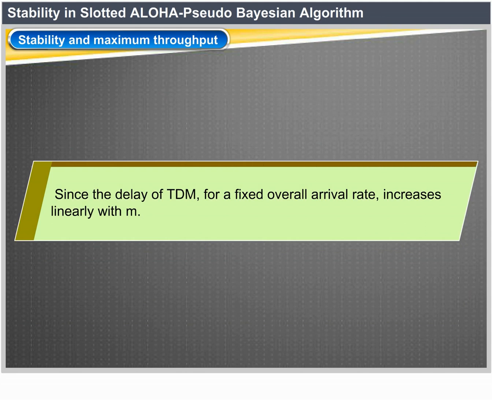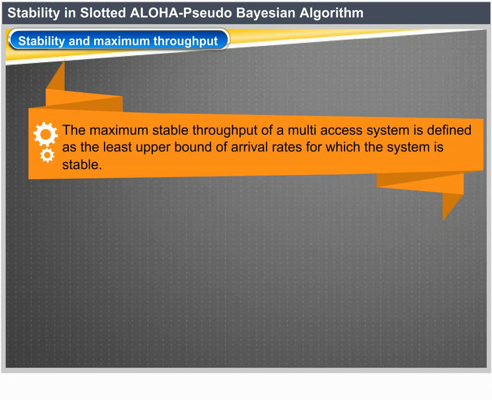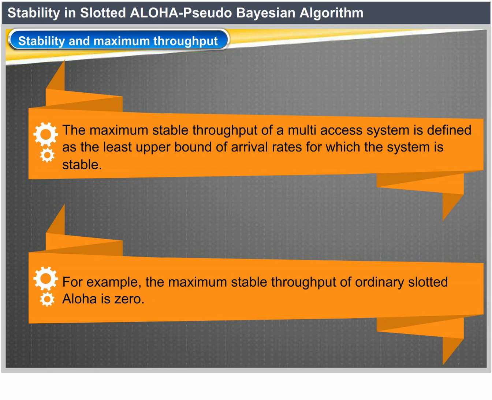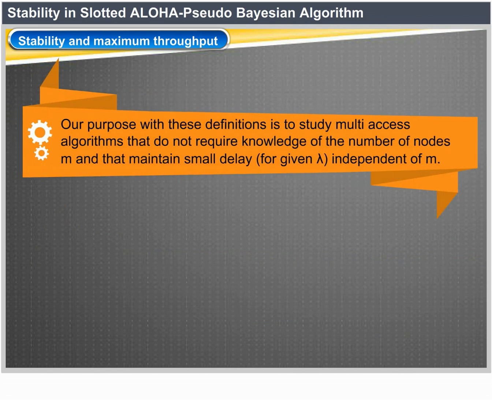The maximum stable throughput of a multi-access system is defined as the least upper bound of arrival rates for which the system is stable. For example, the maximum stable throughput of ordinary slotted Aloha is 0. Our purpose with these definitions is to study multi-access algorithms that do not require knowledge of the number of nodes m and that maintain small delay for given lambda independent of m.